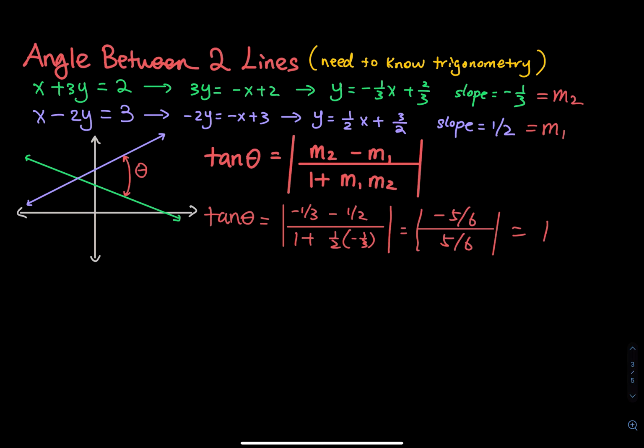Now you have to use your trigonometry. When tangent theta is equal to 1, you have to put the answer in both degrees and radians. Theta is equal to inverse tangent of 1. If you use degree mode, that is equal to 45 degrees. So this is in degrees.